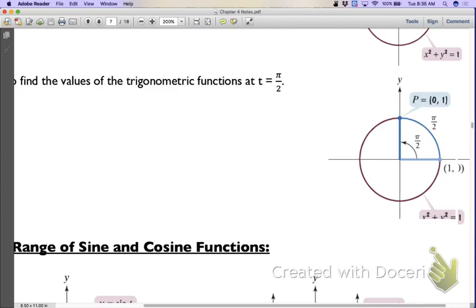Here it says find the trig values of the function when t is at pi over 2. So it's on the y-axis. Okay? If you think about it, this is what I'm talking about, all we've done is just made a right triangle. All we did was make a right triangle.